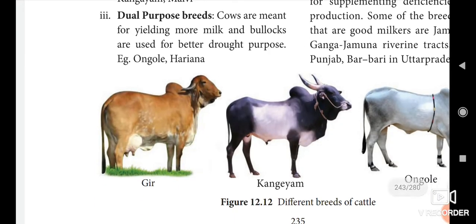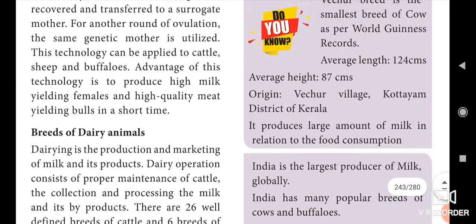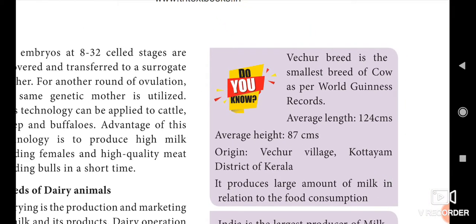Next we see the Do You Know box. Vechur breed is the smallest breed of cow as per the Guinness World Record. Its average length is 124 centimeters and height is 87 centimeters. Its origin is Vechur village, Kottayam district, Kerala. It produces a large amount of milk in relation to the food it consumes.